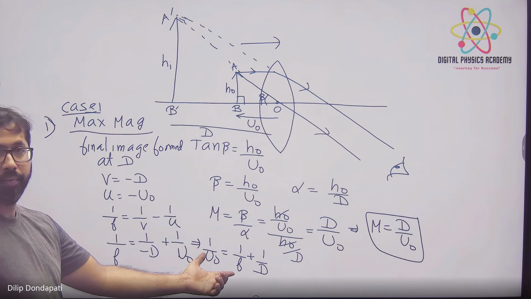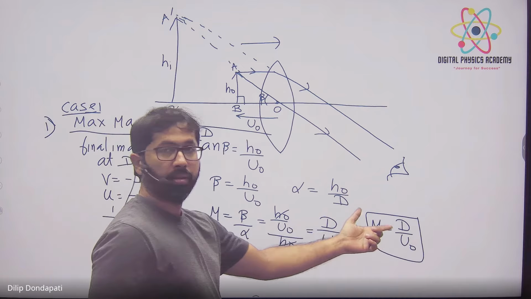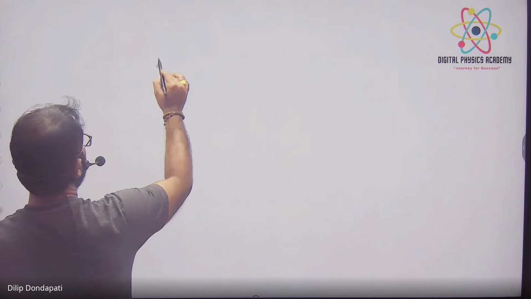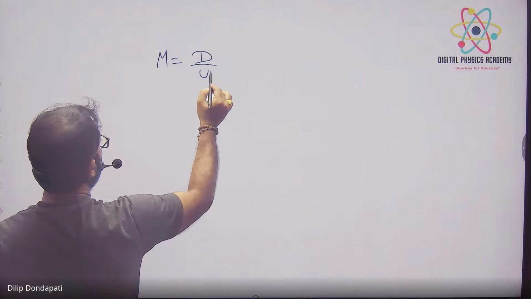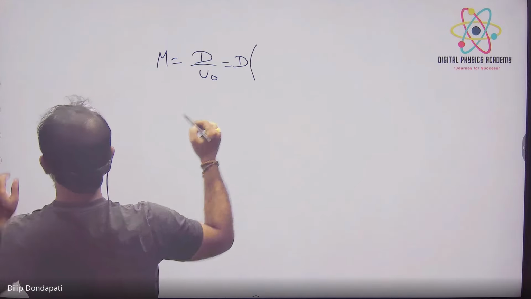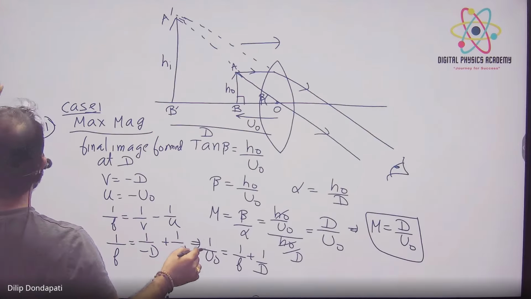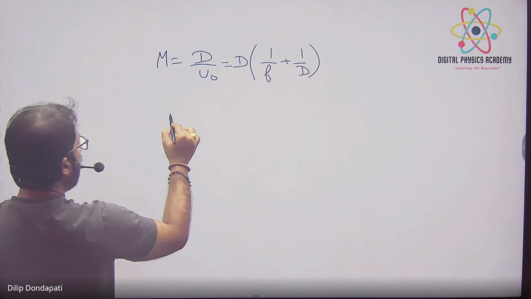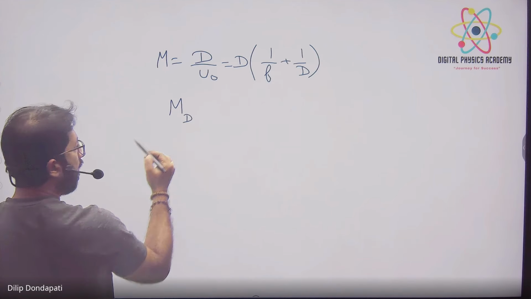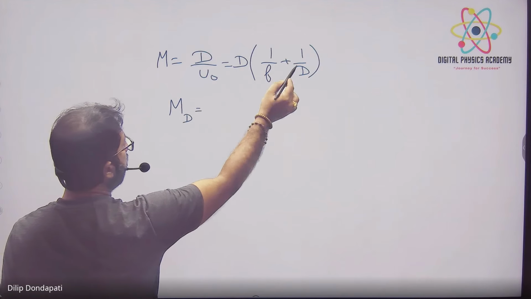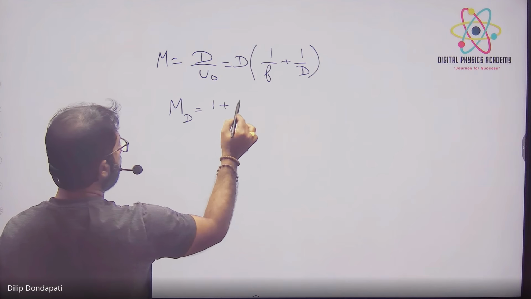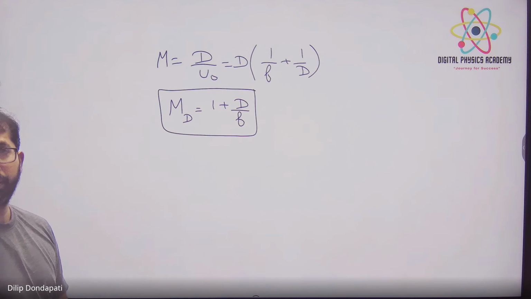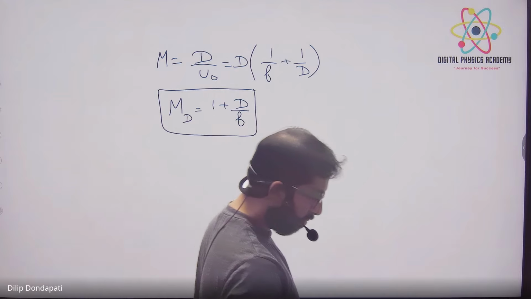Now we have 1 by U naught. Substitute it here. What was the general formula for M? M is D by U naught, so D into 1 by F plus 1 by D. Therefore the magnification formed at capital D, the maximum magnification, is D multiplied by 1 by D, which is 1, plus D by F. So 1 plus D by F is the formula for maximum magnification.